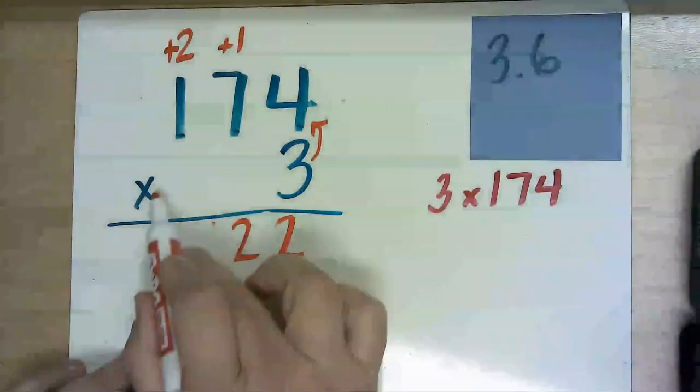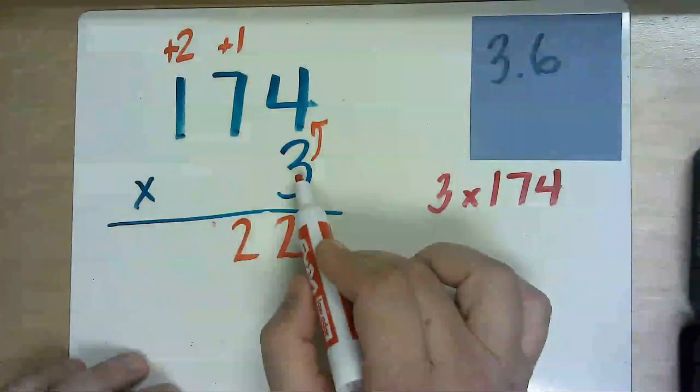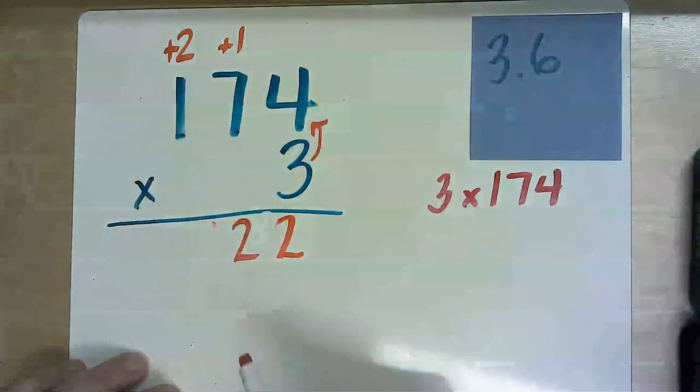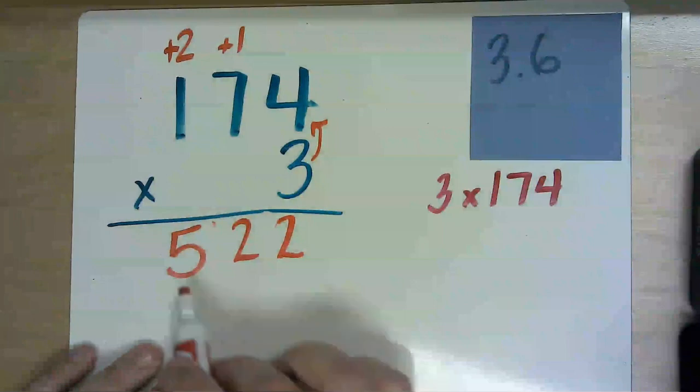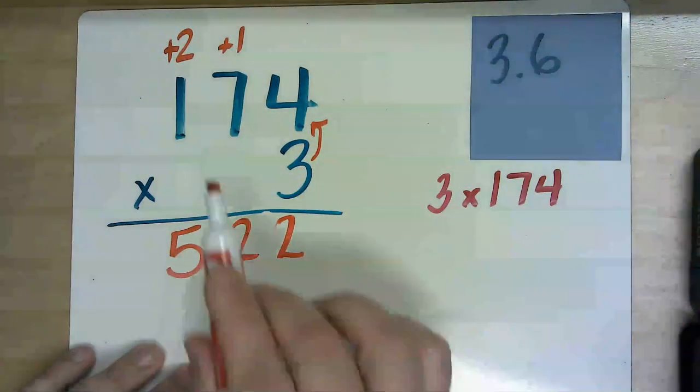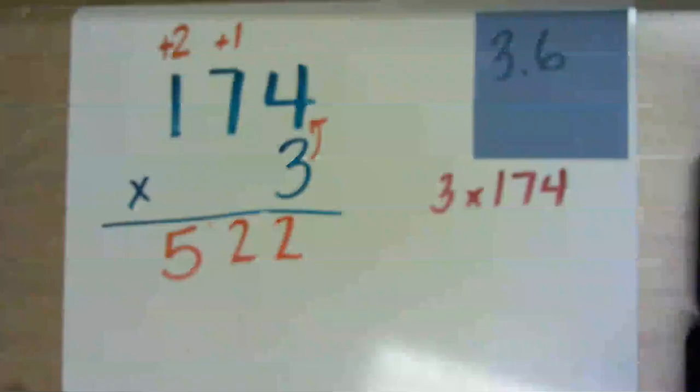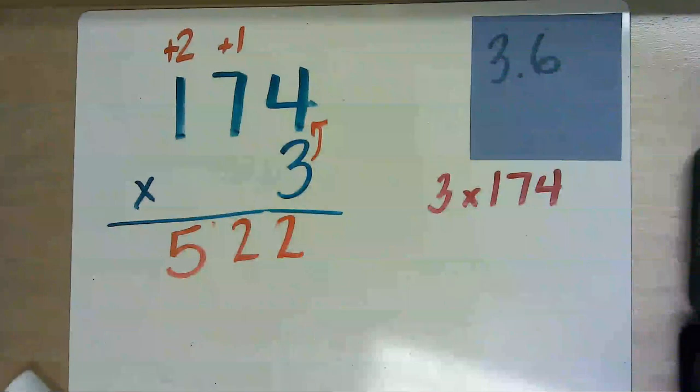Now I can say 3 times 1. Well, 3 times 1 is 3. Plus 2 more is 4, 5. So my answer is 522. The pluses at the top remind me, don't keep multiplying. Sometimes we actually just have to add more to it.